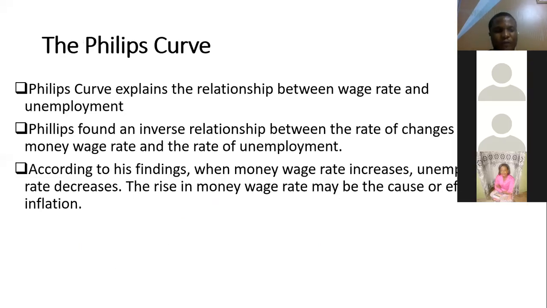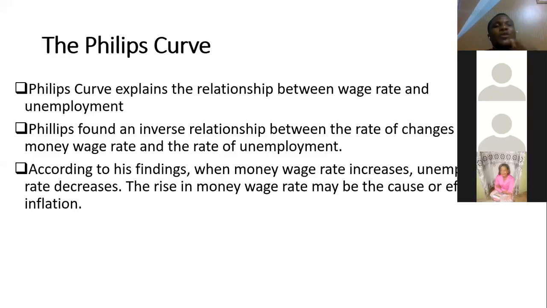Let's now look at the Phillips curve. Phillips was able to explain the relationship between wage rates and unemployment. Wage rates, unemployment. Phillips found a negative relationship between the rate of change in wage and the rate of change in unemployment. You remember in your first semester, you've done production, and production is dependent on capital and labor. The payment for capital is interest. The payment for labor is wages.